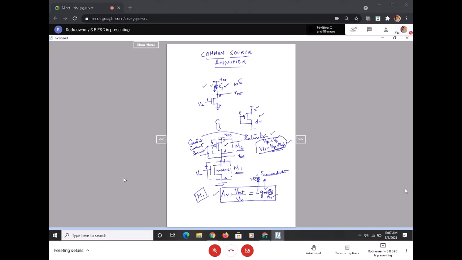Can anyone derive how exactly to get this AV, which is V out by V in, which is equal to minus GM times the R naught or the RD? And how do we get this? Anyhow, if I just go with this NMOS, that is M1, I'll go with the next one.